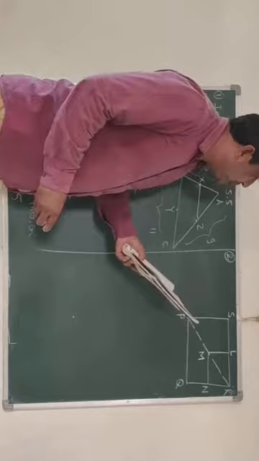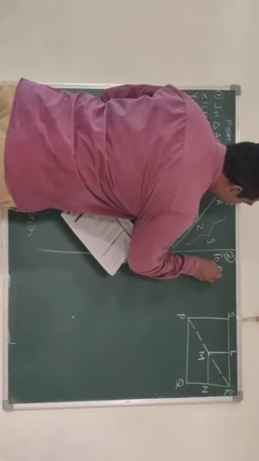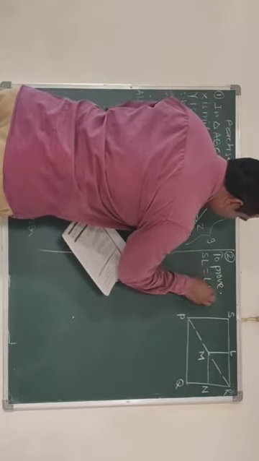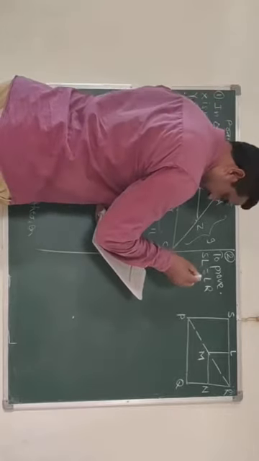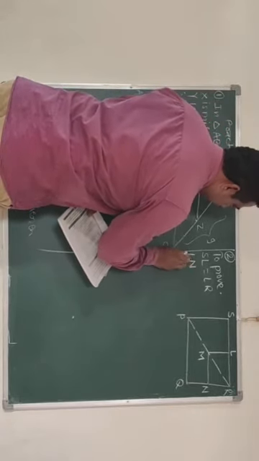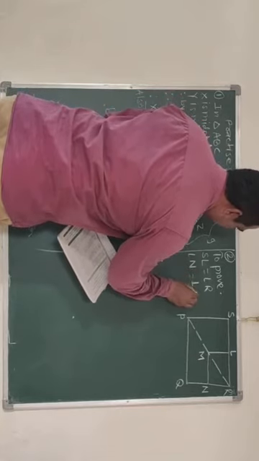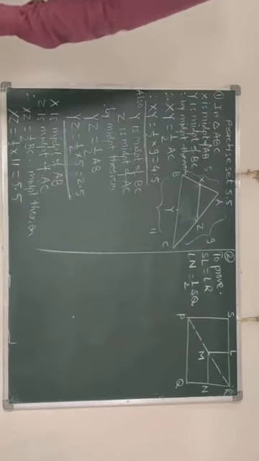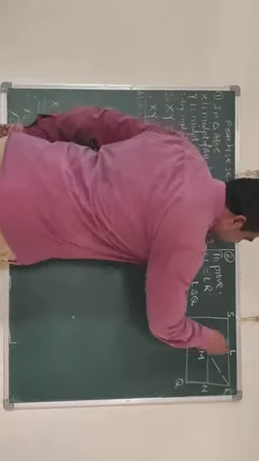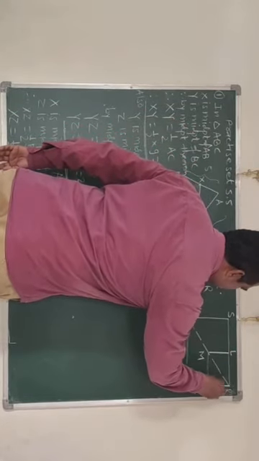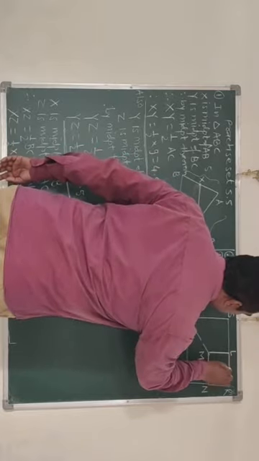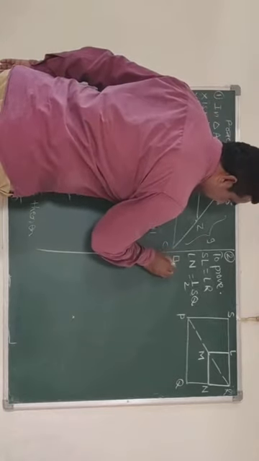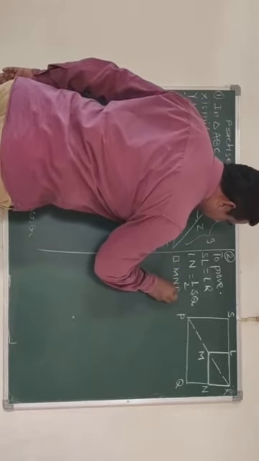So we have to do it one by one. To prove, here I am not writing given. Here we want to prove SL equal to LR. And then you want to prove LN equal to half of SQ. Okay, so let's start the proof. First of all, I use this quadrilateral. Quadrilateral LMNR is a rectangle.